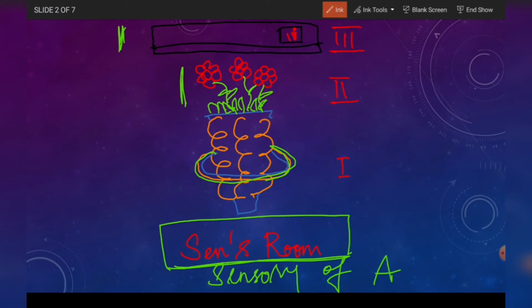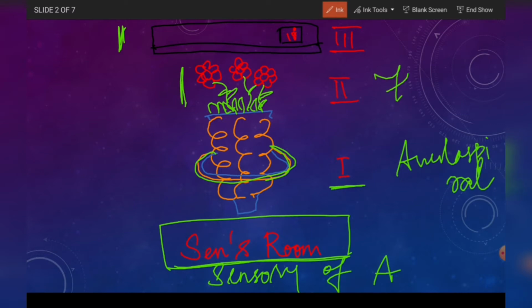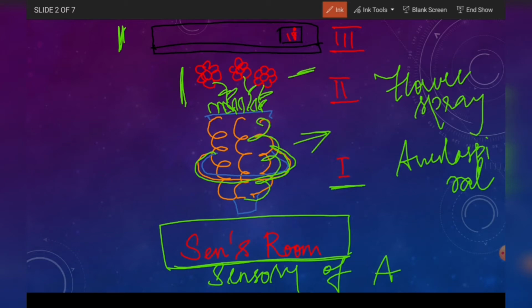So on the first level, number 1, the receptors are annulospiral endings. The second one is flower spray endings. Flower, annulospiral. Then 3, AC, temperature. So temperature receptors.